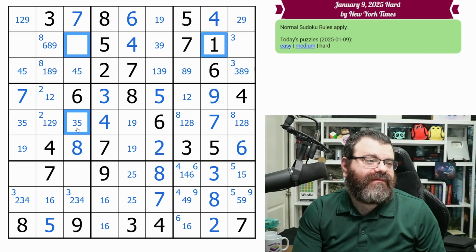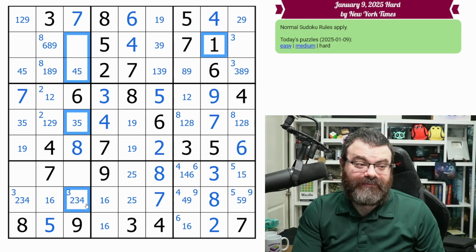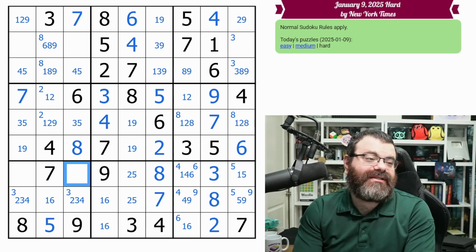This can't be 1 for reasons I don't remember. Right, it was a hidden 3-5 pair. So this can't be 1 because of this one. We had a hidden 4-5 pair that removed 1 from here. We had a hidden 3-5 pair that removed 1 from here. And then we had a 1-6 pair in this row that removed 1 from here. That's insane, but it does place the 1.